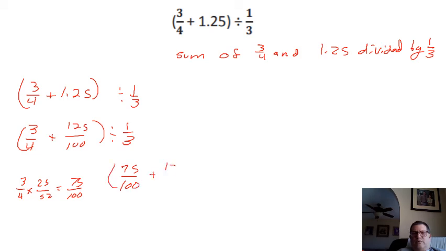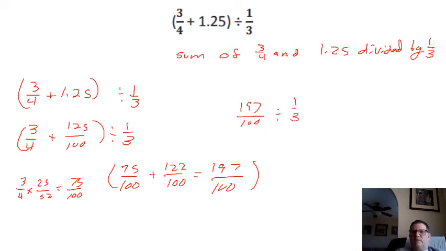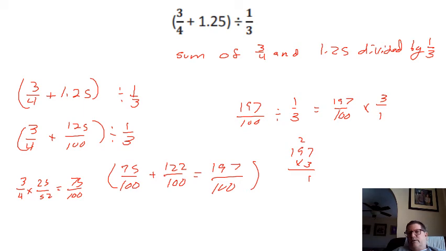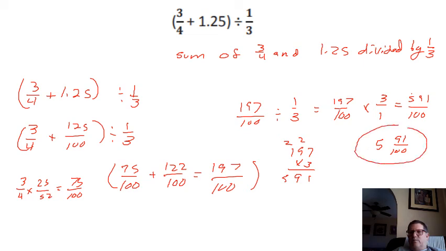So now I have 75/100 plus 125/100, which is going to be 200/100. So now I got 200/100 divided by 1/3. Well, I know what we're going to do. We're going to go 197 over 100. We're going to multiply that by 3 over 1. So I've got 197 times 3. 7 times 3 is 21. 9 times 3 is 27, and 2 is 29. 3 times 1 is 3, and 2 is 5. So I got 591/100. Well, I know 100 would go into 591 5 times, and I got 91/100. So our answer would be 5 and 91/100.